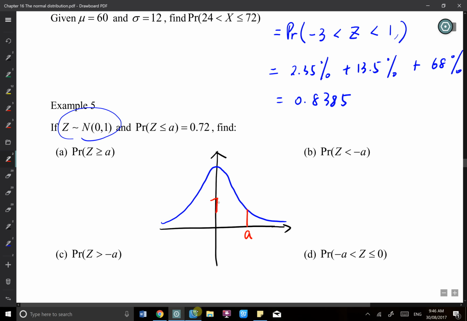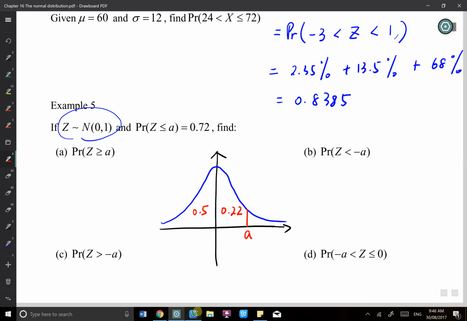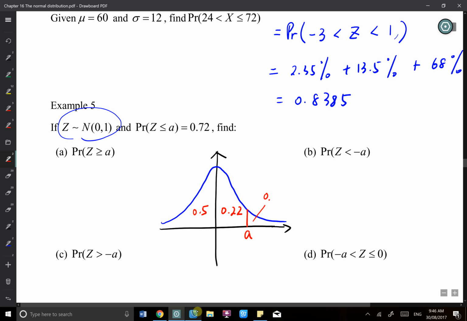Because that's 0.5, this part must be 0.22, and then this part is 0.5. Subtract that, and that's 0.28. Less than a is 0.72, and then this to the right must be 0.28. That's the diagram I can sketch so far.